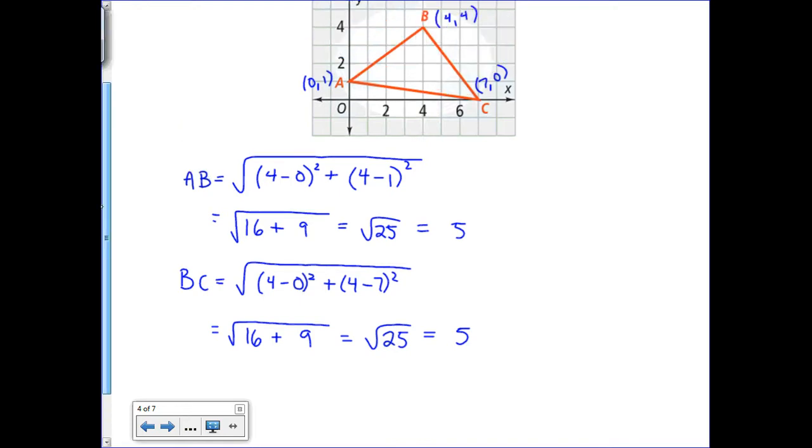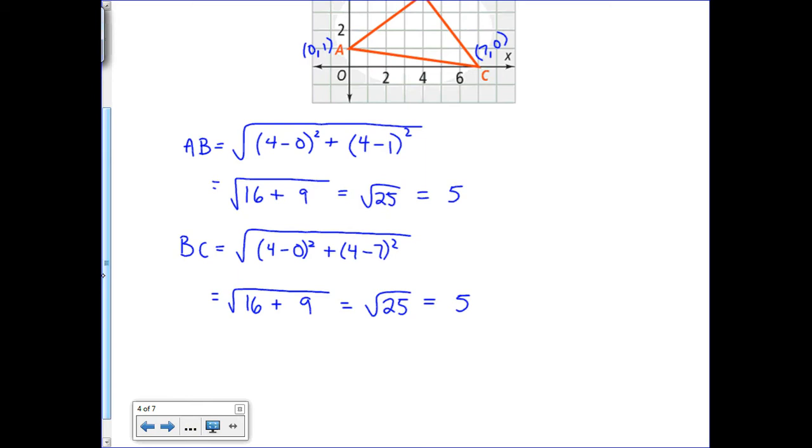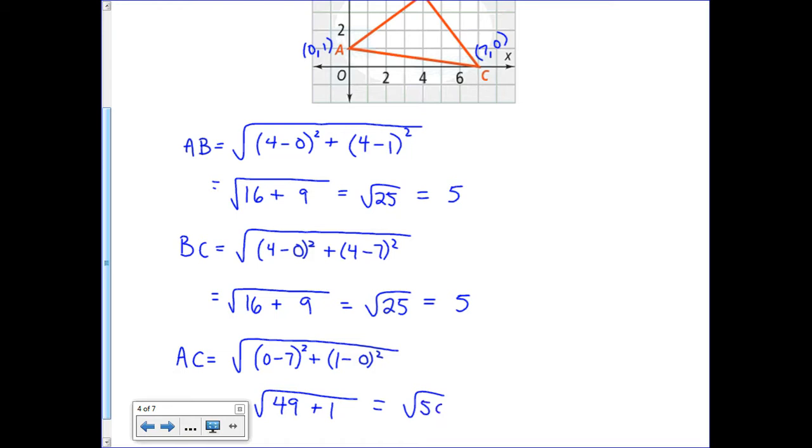And I'm guessing that the third side is different. It looks different. I can tell that the points are a little bit further away from each other. But I'm going to prove it using my distance formula for AC. Subtract the x's and square the result. Subtract the y's and square the result. So 49 plus 1. This is the square root of 50, which we'll do as a simplified radical just to get in the practice of it.